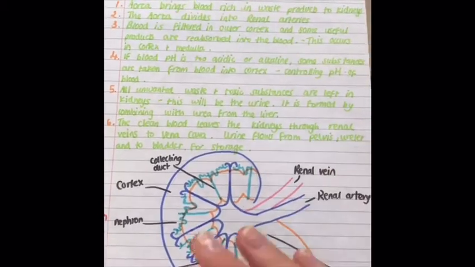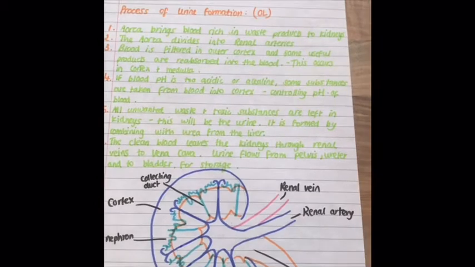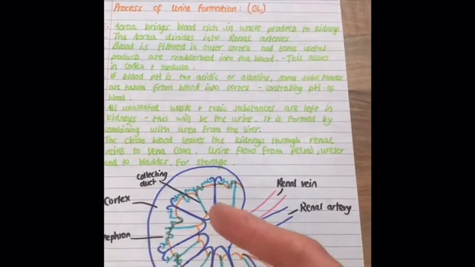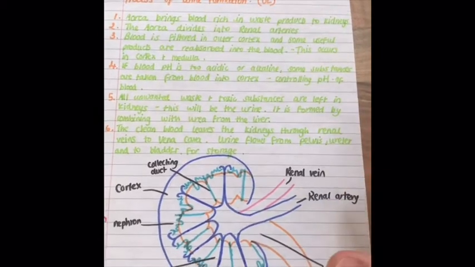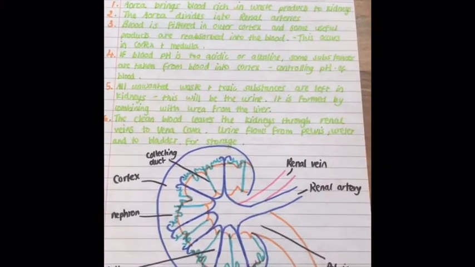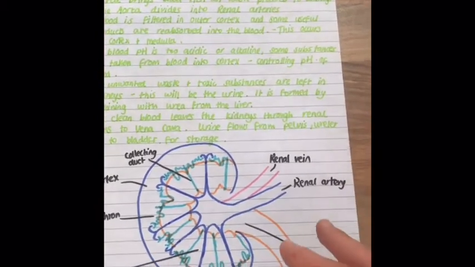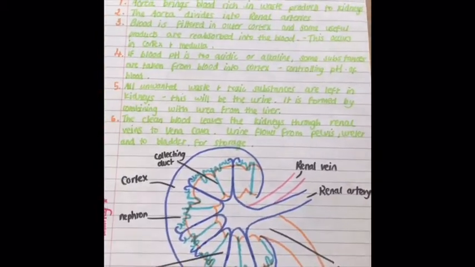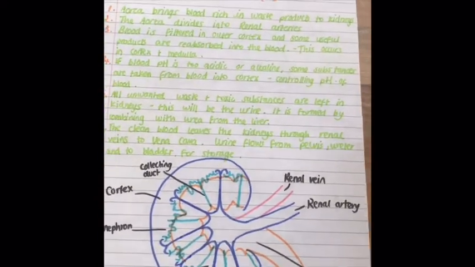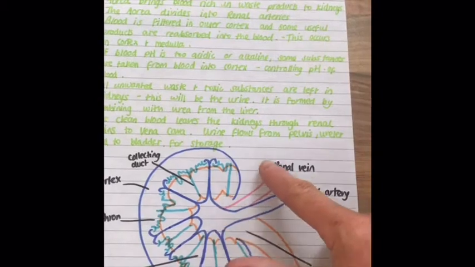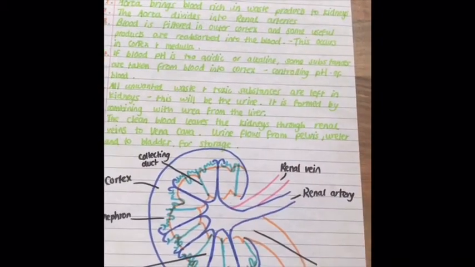Any substances that we do not want, that are waste or toxic, are left in the kidneys, and this will form part of the urine. The urine is formed by these waste products, mixing with toxic products that our body wants to get rid of, with urea that is made in the liver. The clean blood leaves the kidneys through the renal vein to bring it back to the vena cava, which will go back up to the heart.